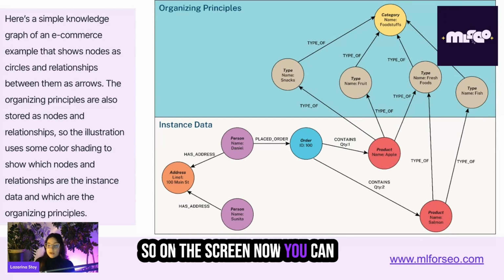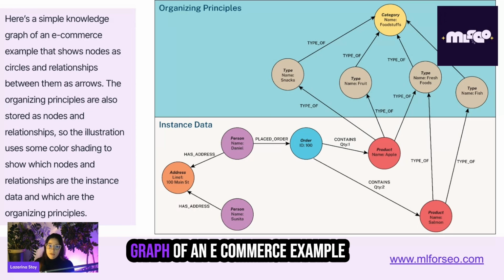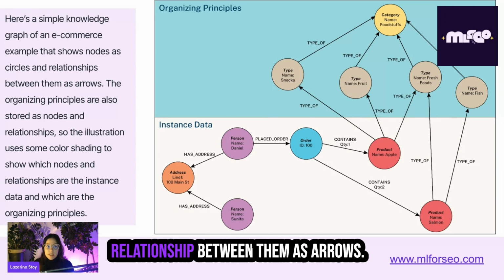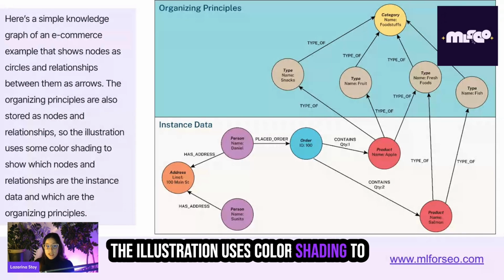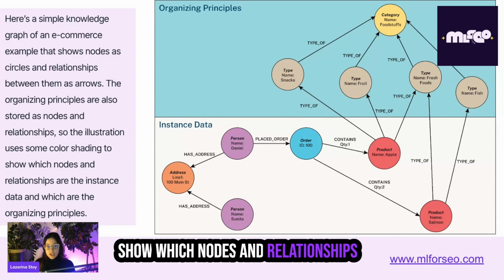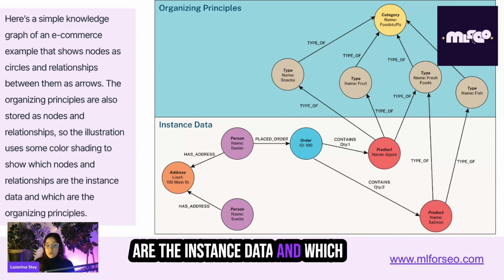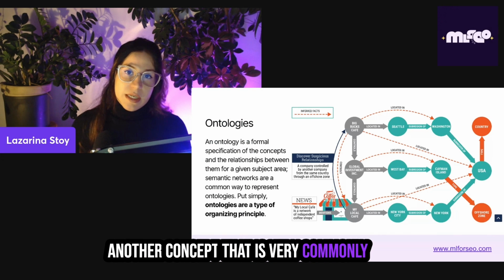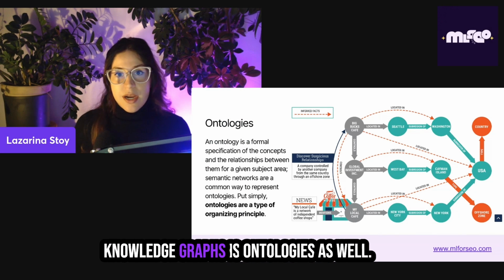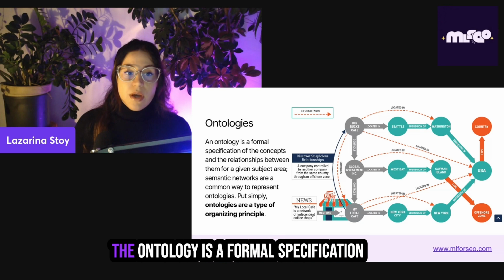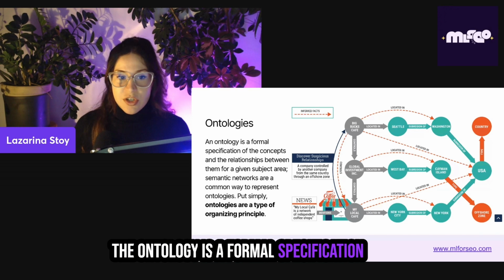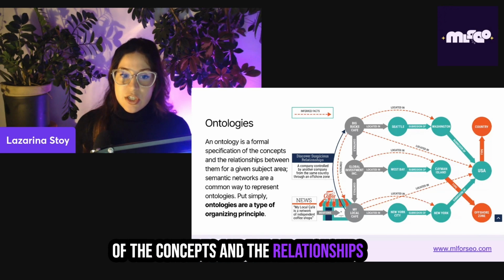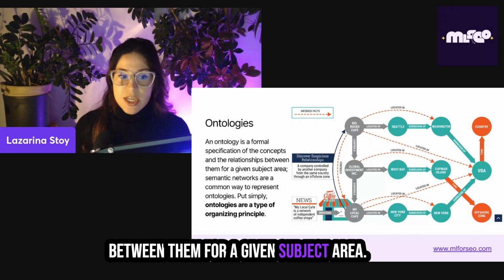So on the screen now, you can see a simple knowledge graph of an e-commerce example that shows nodes as circles and relationships between them as arrows. The illustration uses color shading to show which nodes and relationships are the instance data and which are the organizing principles. Another concept that is very commonly mentioned when we talk about knowledge graphs is ontologies as well. The ontology is a formal specification of the concepts and the relationships between them for a given subject area.